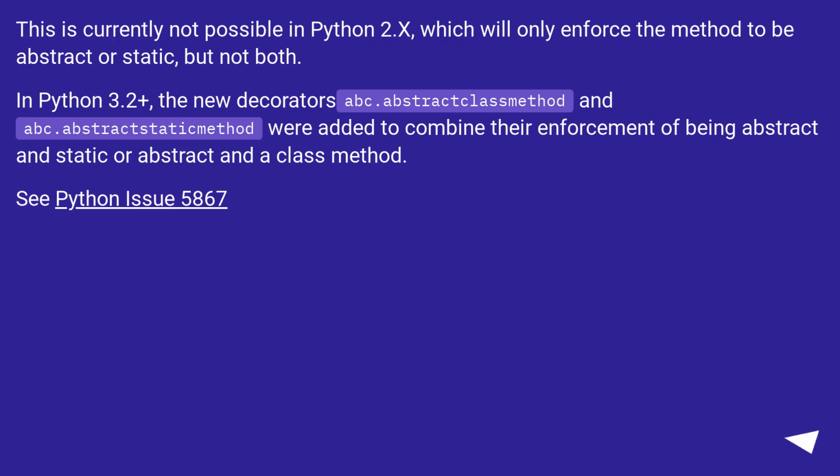This is currently not possible in Python 2.x, which will only enforce the method to be abstract or static, but not both. In Python 3.2+, the new decorators abc.abstractclassmethod and abc.abstractstaticmethod were added to combine their enforcement of being abstract and static or abstract and a class method. See Python issue 5867.